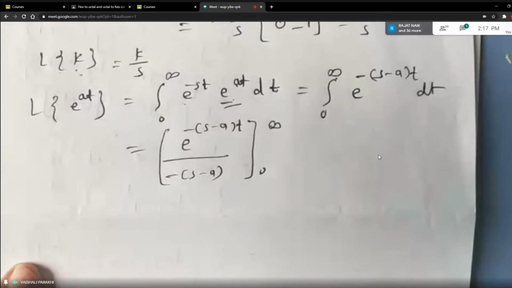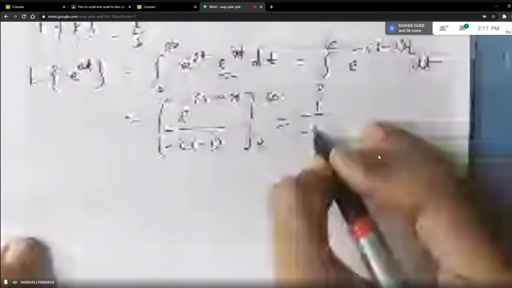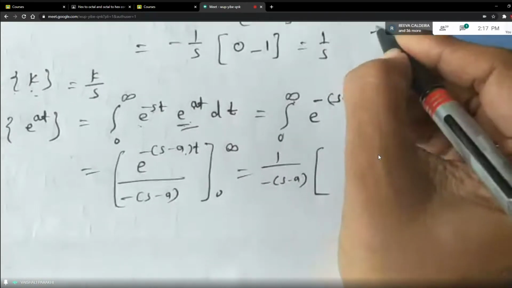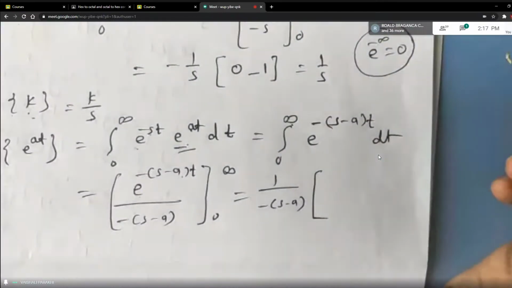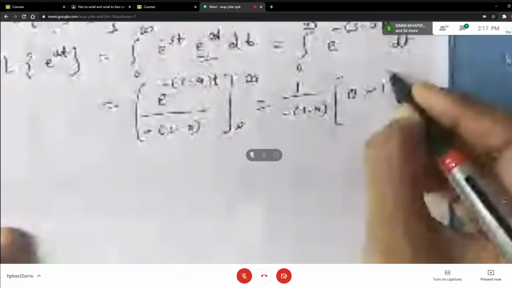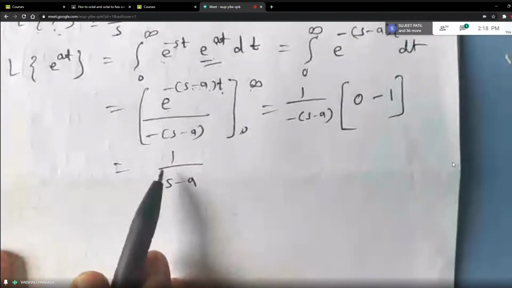Any doubt in between, please ask me if you have not understood some step. Then 1 upon minus (s minus a), 1 is a constant. e raised to minus infinity, you know this, students, right? e raised to minus infinity is 0. This property you know already, right? So when I replace t by the upper limit, infinity into anything is infinity. So e raised to minus infinity is 0 and 0 into anything is 0. So e raised to 0 is 1. So what do you get here? 1 upon s minus a, because minus minus will become plus. So the Laplace of e raised to at is 1 upon s minus a.